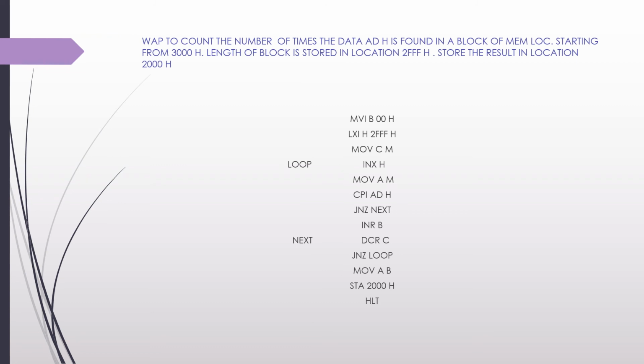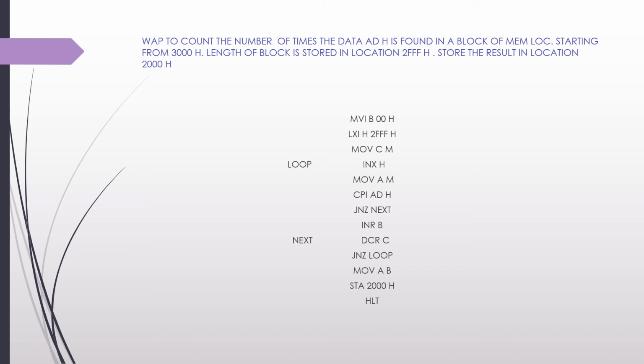So the next program is to write a program to count the number of times the data ADH is found in the block. Like last time we did a program to find the content 06 in the memory location, here it is to count. Last time it was the first time it had occurred; here it is how many times it is occurring. So it might be that it occurs one time in the block, or 9 times in the given block. Depending upon how many times it has occurred, that we are going to display here.